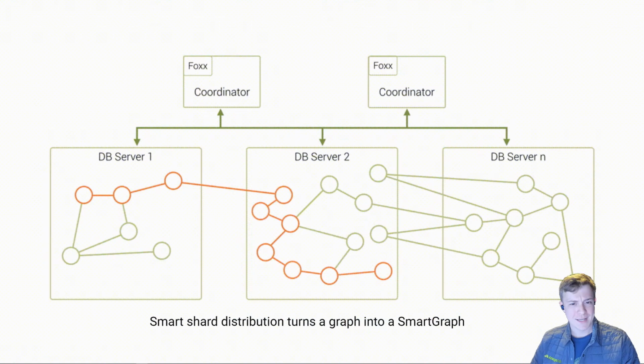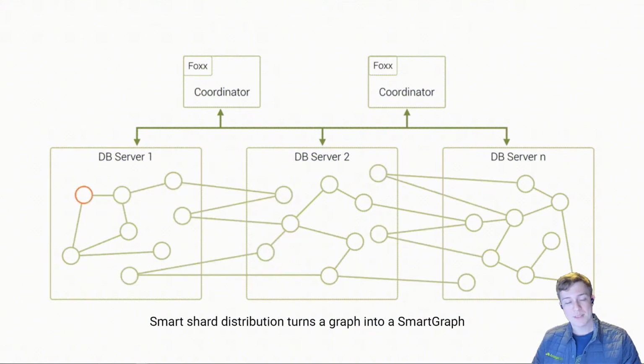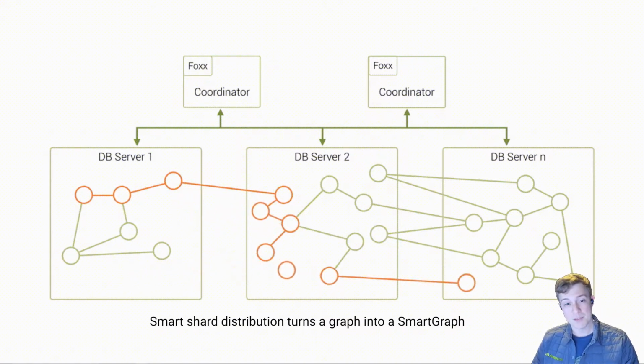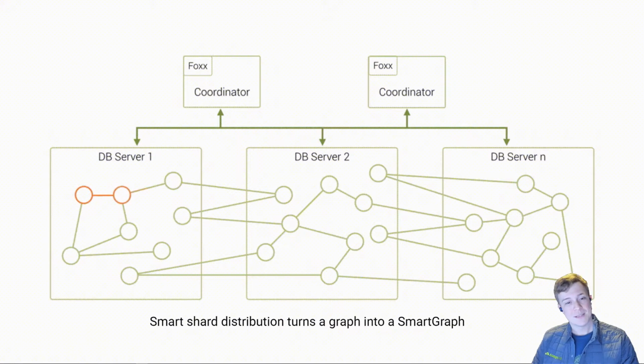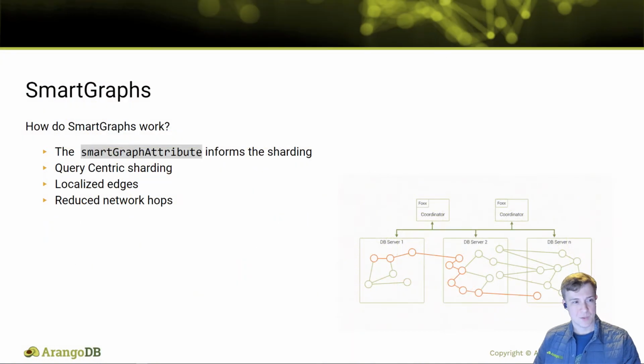If we take a look at an example of a standard graph distribution in a cluster, you can see that a graph traversal can potentially result in many network hops back and forth across multiple database servers. If we instead shard the data into natural clusters or subgraphs, this can substantially reduce the need for additional computation and network hops. So, how do SmartGraphs actually work?